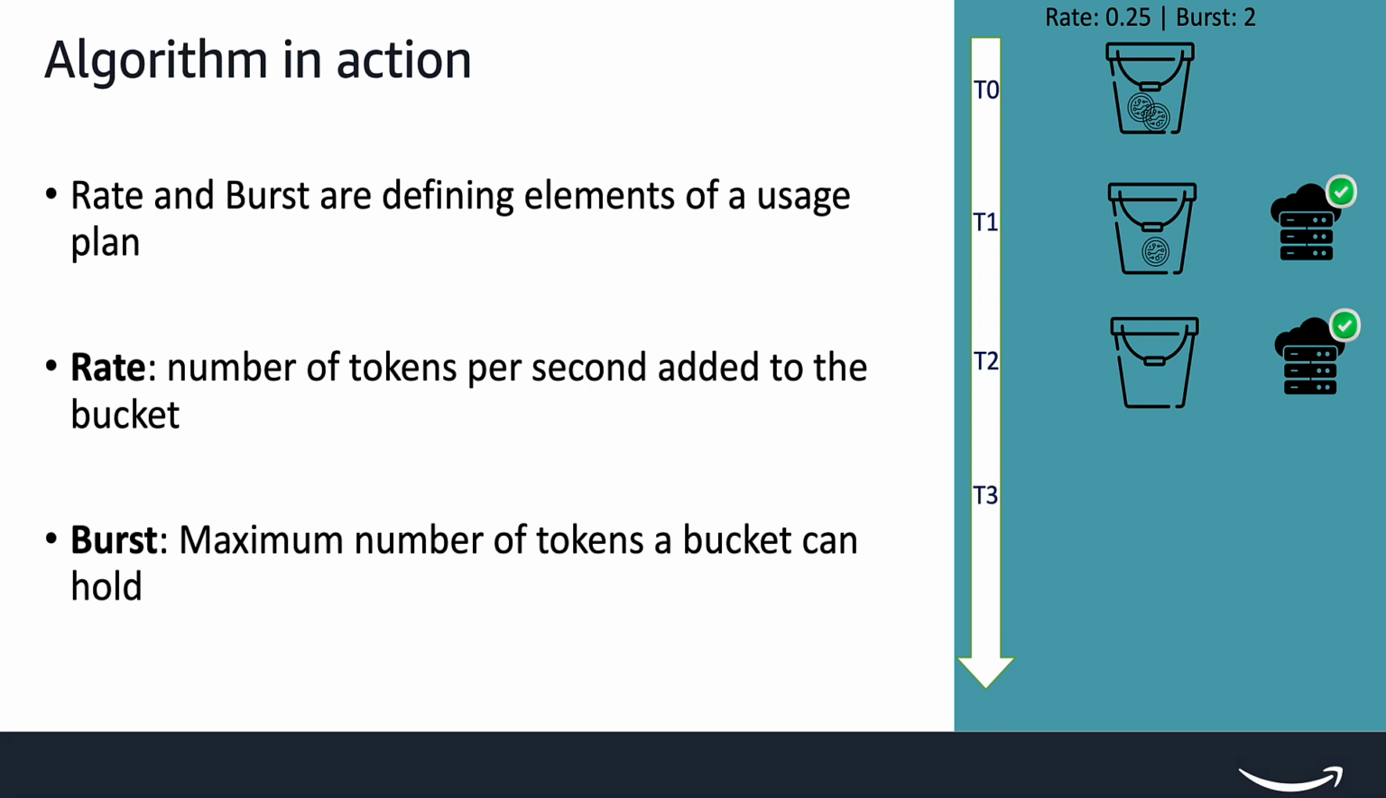Now a second later at T3, the bucket is empty. The user executes a request, but there are no tokens to exchange. The request is thus not allowed and throttling occurs. Fast forward to T5, or 4 seconds later than T1, the bucket is now filled with a full token. The user's request successfully reaches the server.